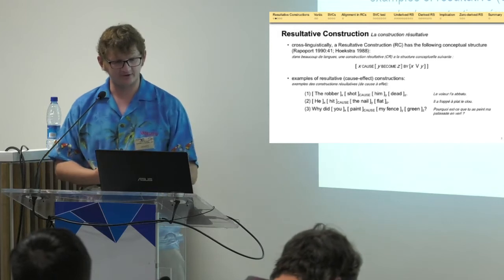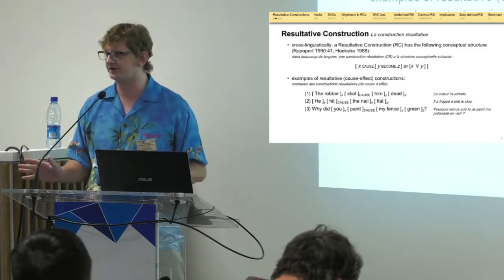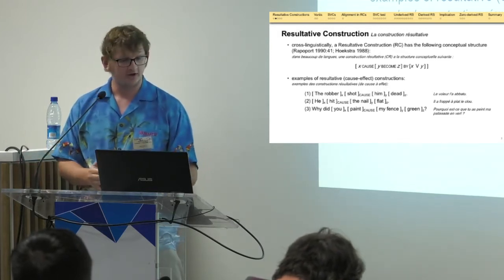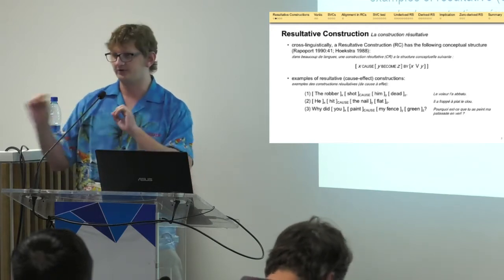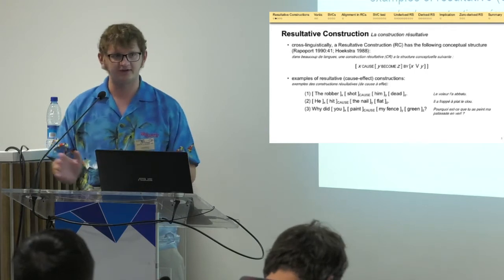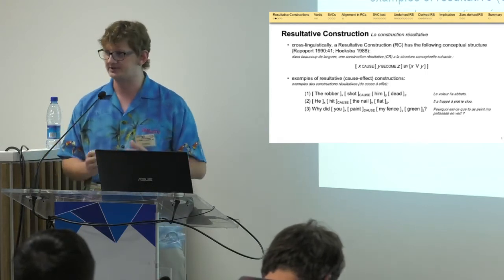So also these other examples: he hit the nail flat is a very typical example of a resultative construction. And why did you paint my fence green? You can see actually the patterns are the same, just the constructions might be a bit different.